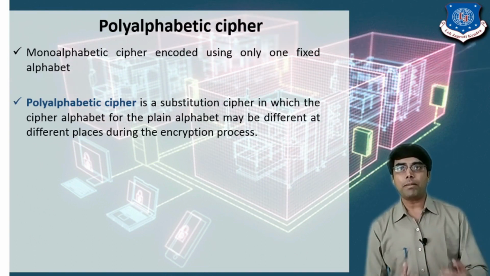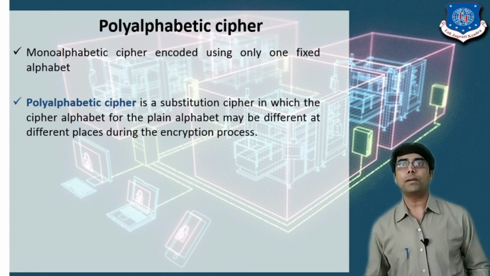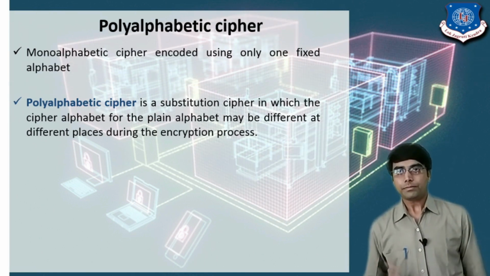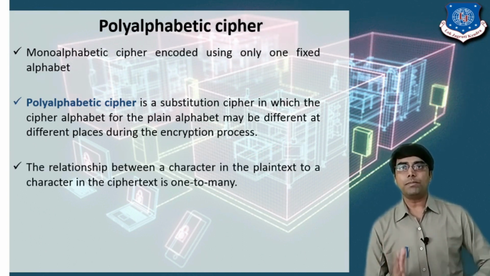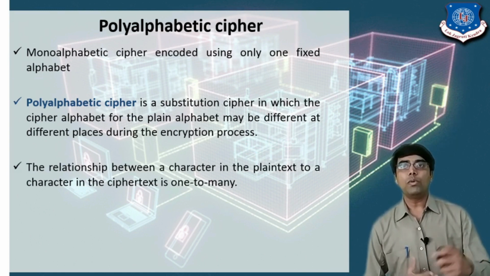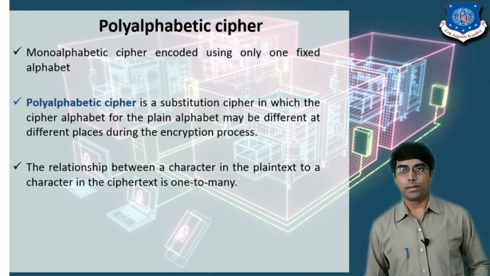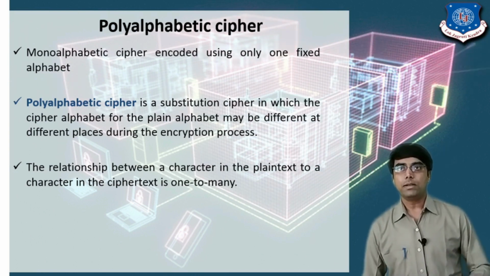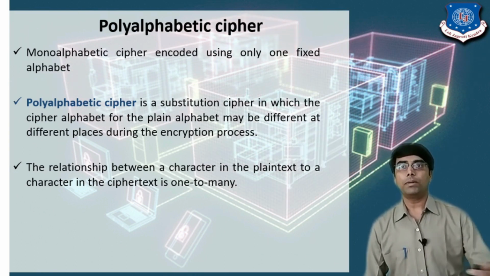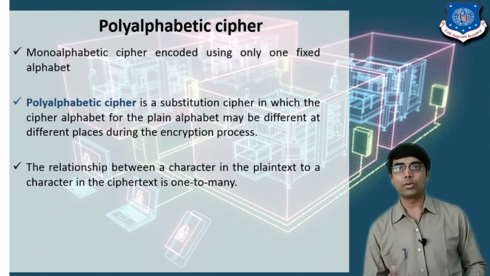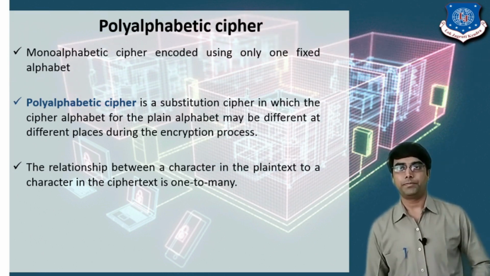Now in the polyalphabetic cipher, the cipher alphabet for a plain text alphabet may be different at different places during the encryption process. That's why it follows a one-to-many relationship, because for one plain text character there can be multiple ciphertext characters. So this relation is called one to many.